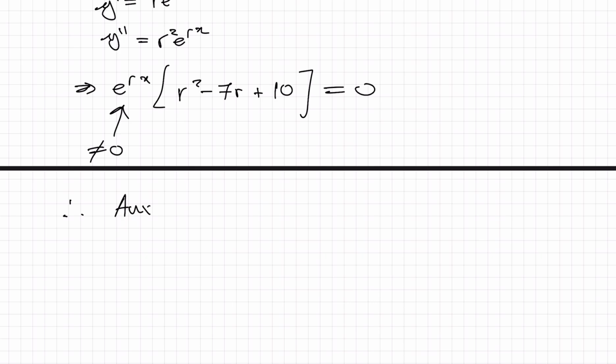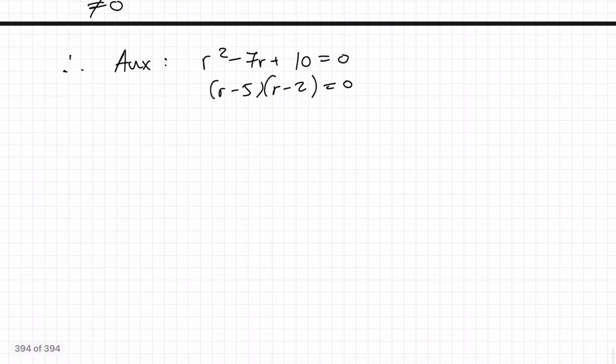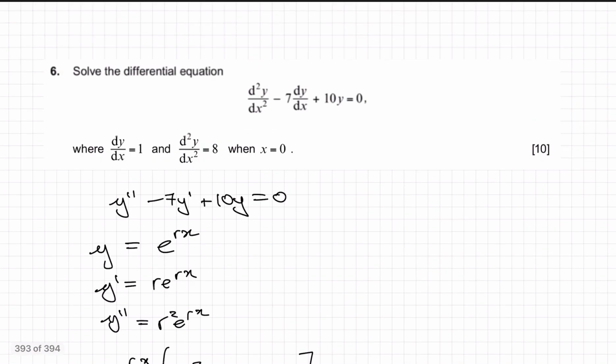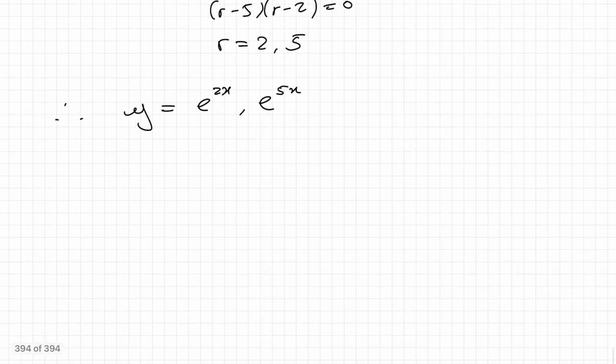Let's write the auxiliary equation. As you can see, this is a simple quadratic, can just be factorized as r minus 5, r minus 2. So we get r is equal to 2 or 5, which gives us our two solutions for y as either e to the 2x or e to the 5x. Okay, so now to form our general solution for y, we're going to get some coefficient a e to the 2x plus b e to the 5x.